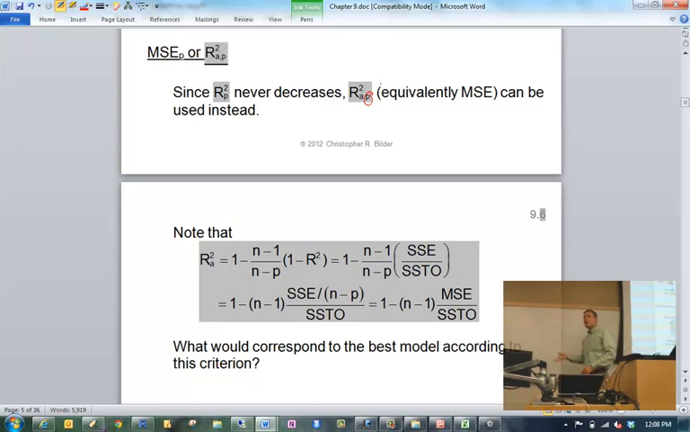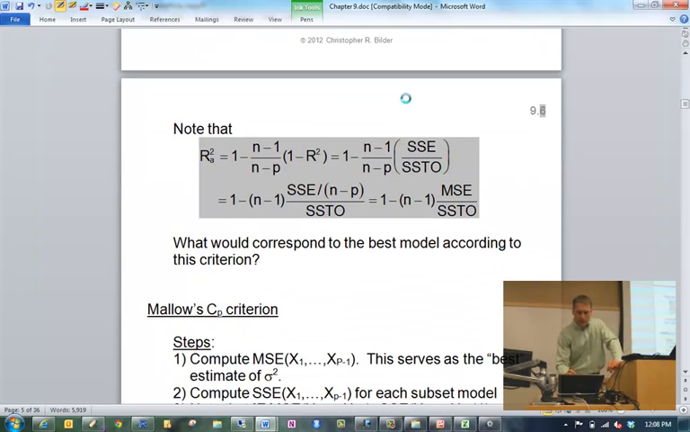One could also equivalently look at mean square error as well. So we want models that have a large adjusted R squared or models that have a small mean square error. They are equivalent. Here's why. Here's my adjusted R squared equation that we first saw in chapter 6. I could rewrite it through doing some algebra. Again, SSTO is not going to change from one model to the next. N is not going to change, obviously. What changes is MSE, so that's why we can look at both of them and get the same results.